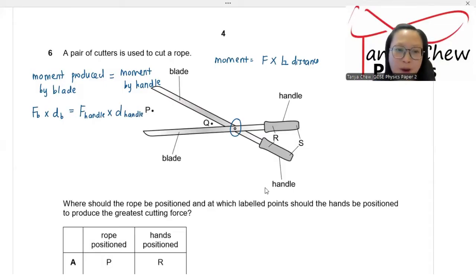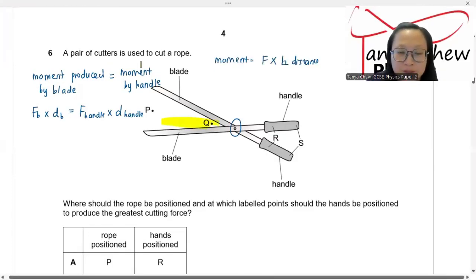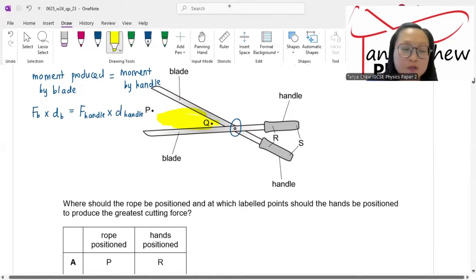So where should the rope be positioned? Oh, the rope has to be positioned right here. Okay, if you remember, the blade is used to cut the rope, so it is related to distance P and distance Q. Which distance are you supposed to choose? Okay, don't worry about that.